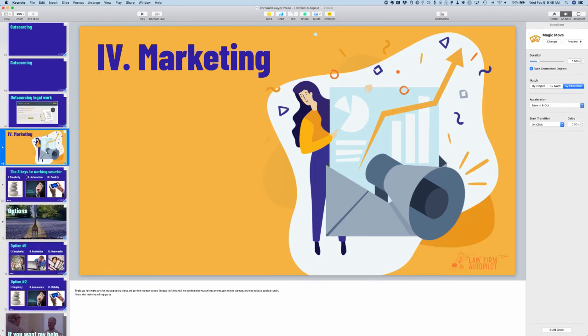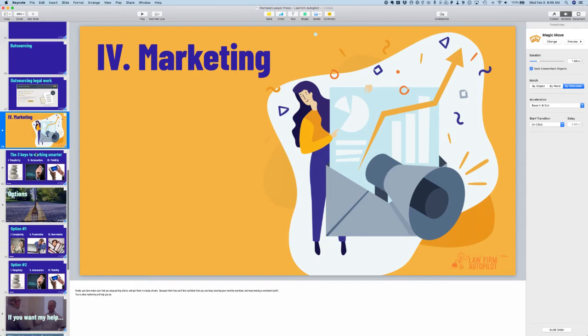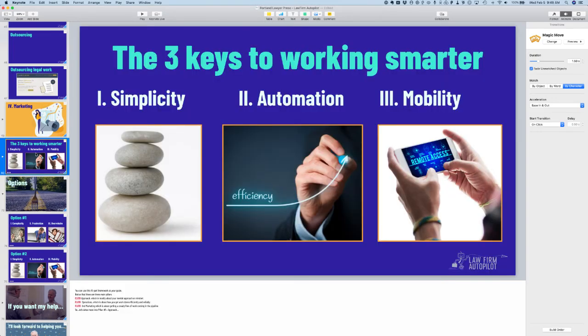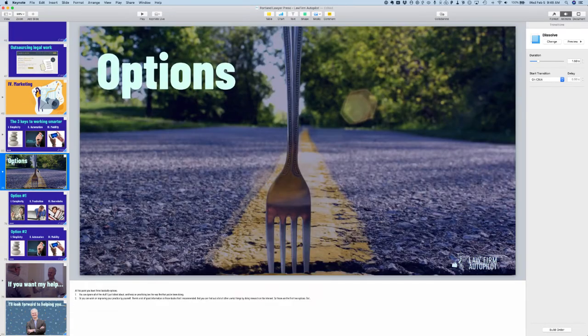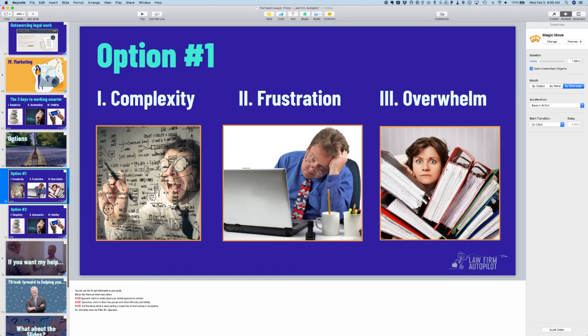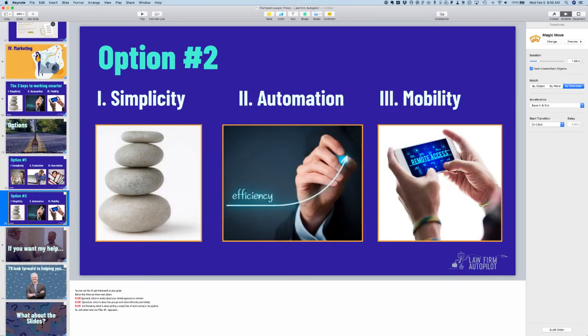And then after I've talked about marketing and how to do it effectively and automate it and so forth, then I'll come back and I'll say, okay, so those are the three keys to working smarter: simplicity, automation, mobility. I will have talked about how the marketing piece fits under automation. And then I'll say, you have two options at this point. Either you can continue on with complexity, frustration, and overwhelm, or you can pick option number two and try to create simplicity by using automation in a strategic way and also enabling mobility.